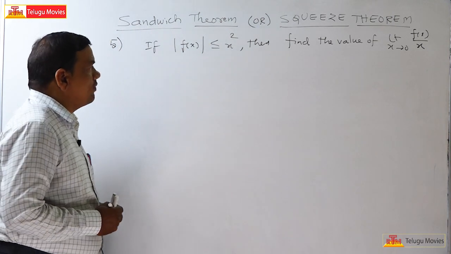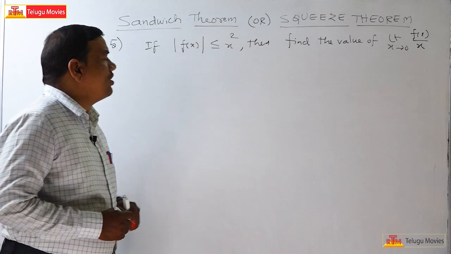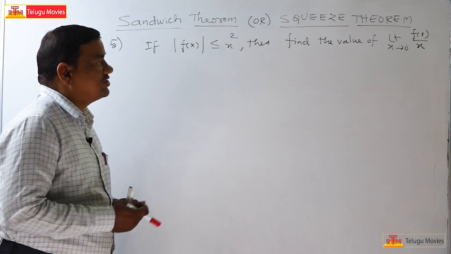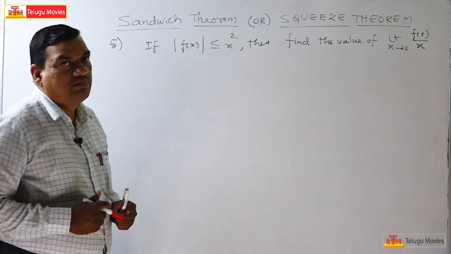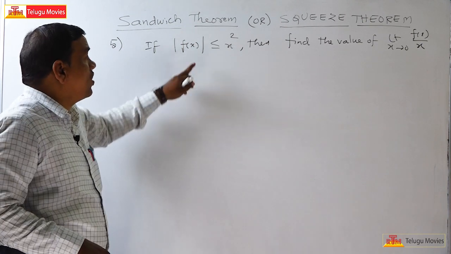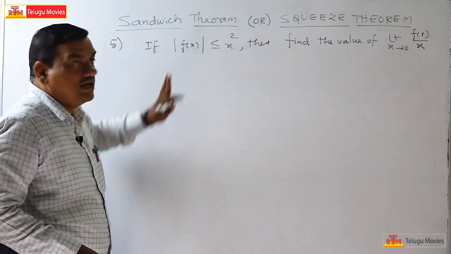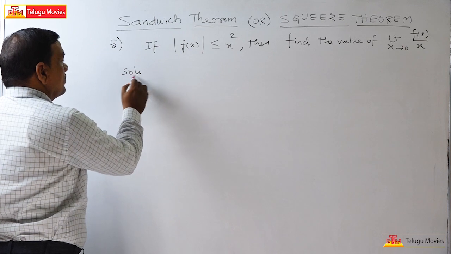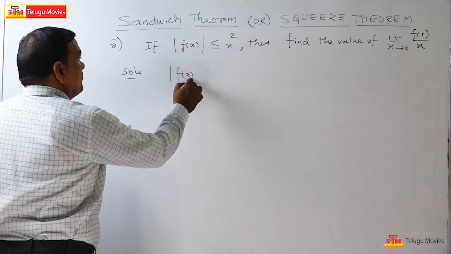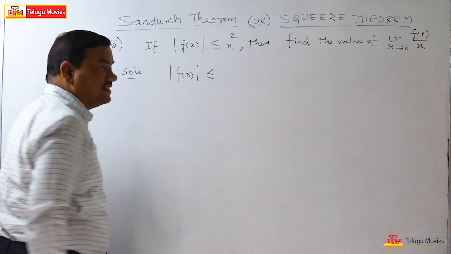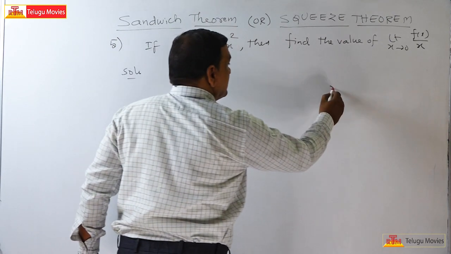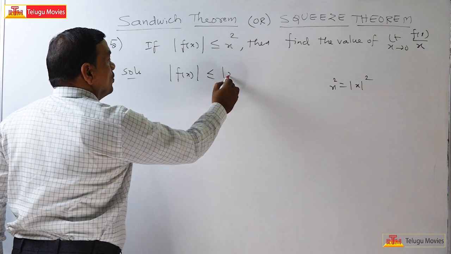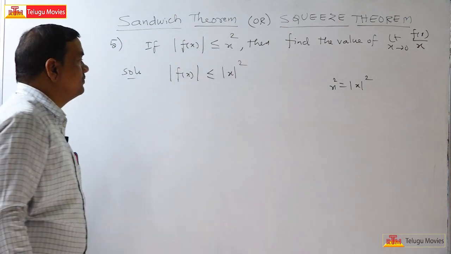Then how to do this problem? Modulus of f of x is less than or equal to x squared, then find the value of limit x tends to 0 of f of x by x. You want f of x by x. Understand this? Then how to proceed? Here is the solution. Modulus of f of x is less than or equal to x squared. See here, x squared can be written as mod x whole squared. No problem.